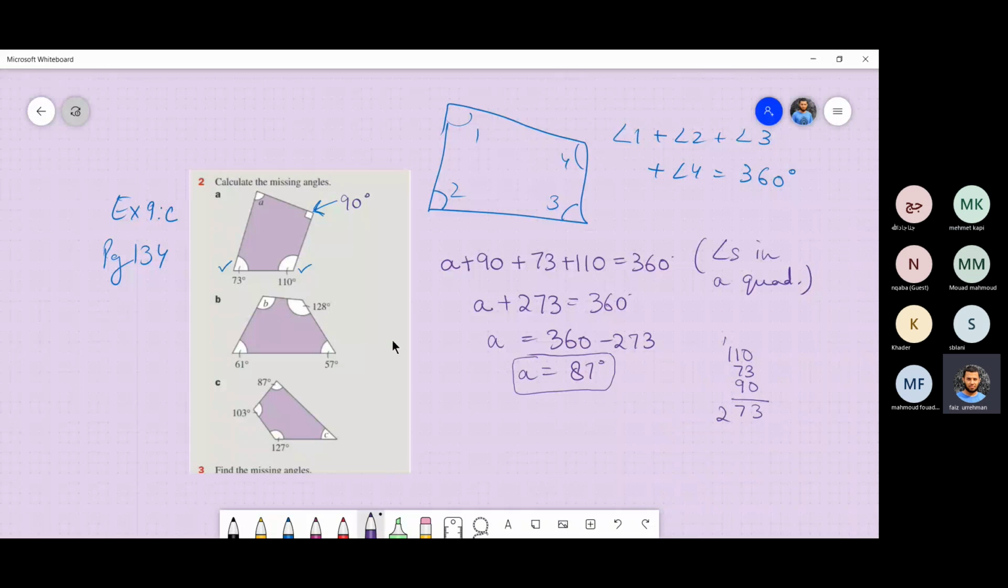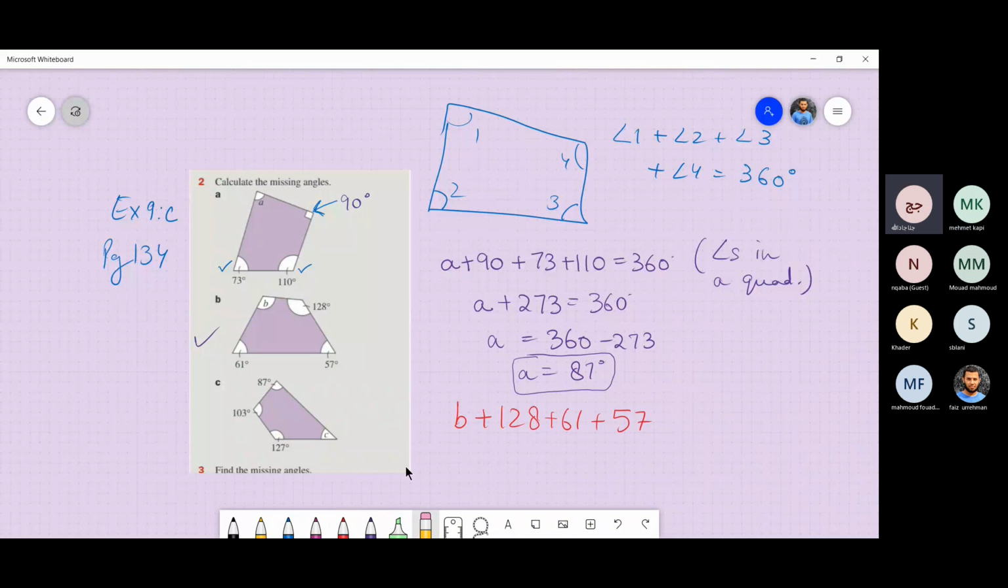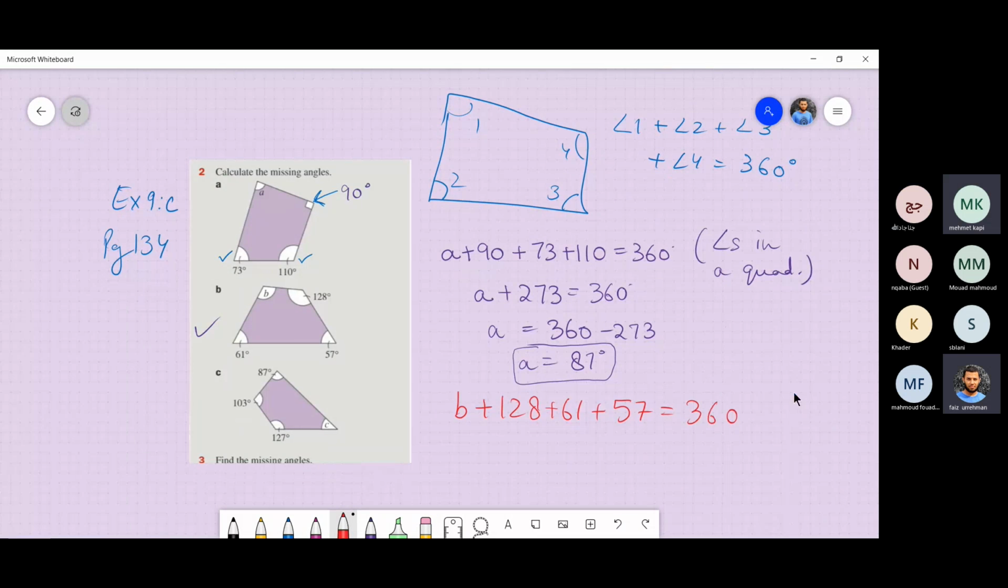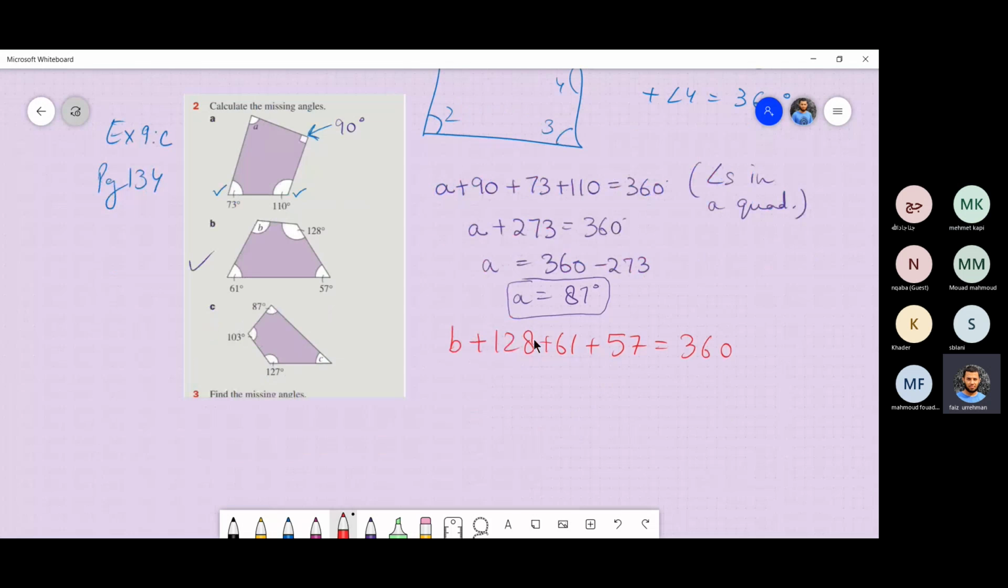Okay, second. Jad, quickly. What will be the equation? Just tell me. B plus 128 plus 61 plus 57 equals 360. Yes, this is complete now. So what we will do, we will add all of these three and then subtract from 360.